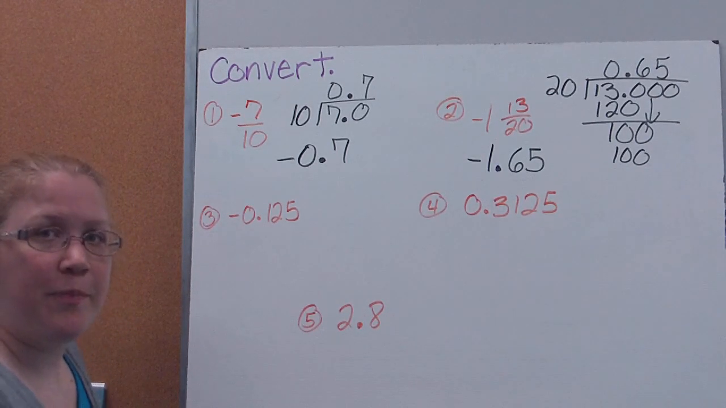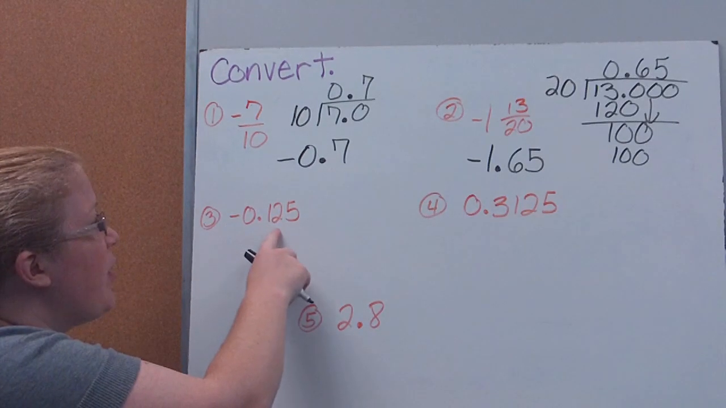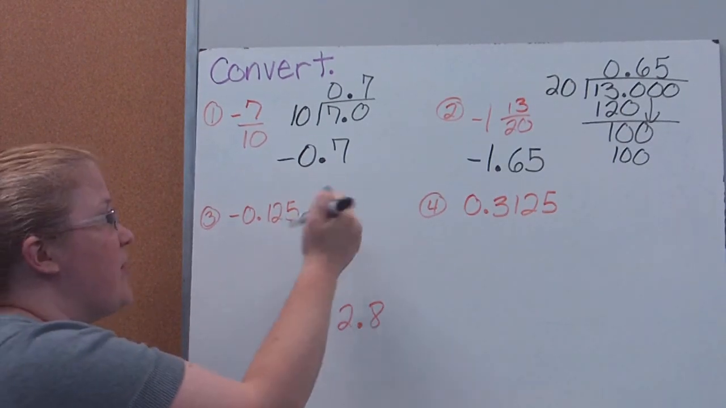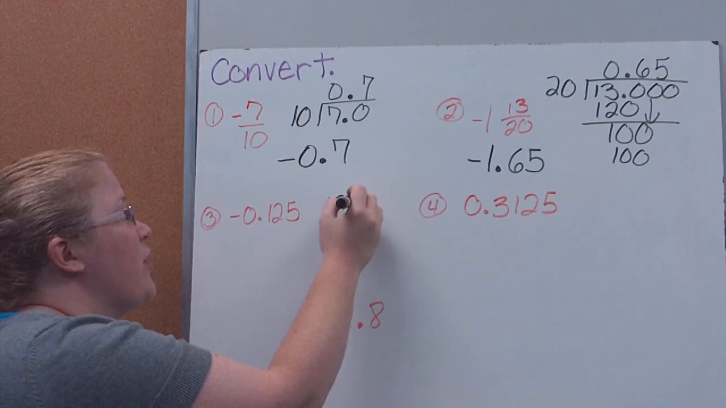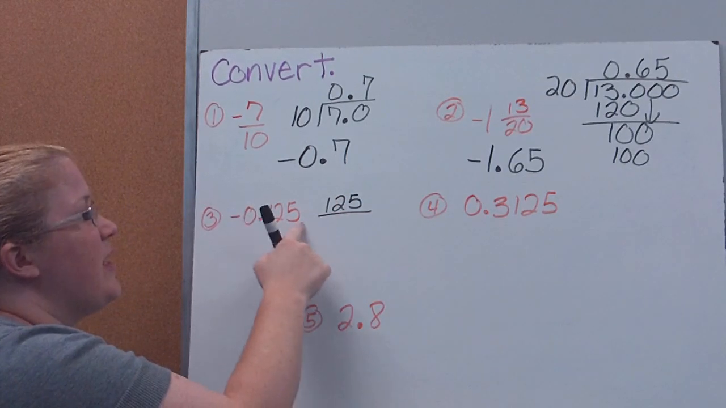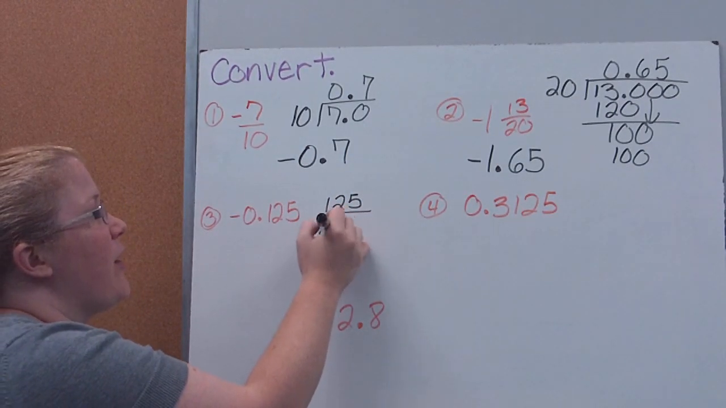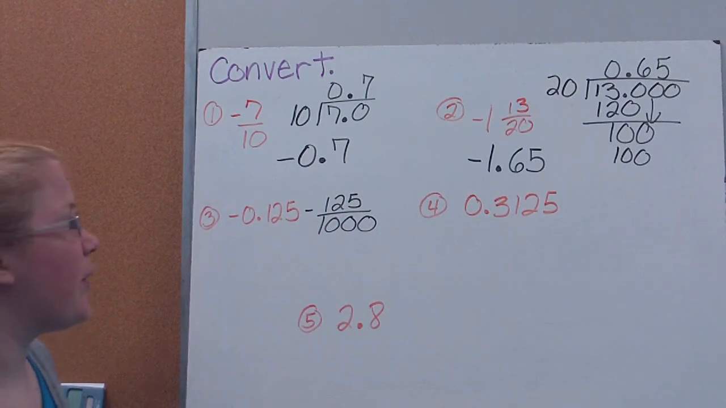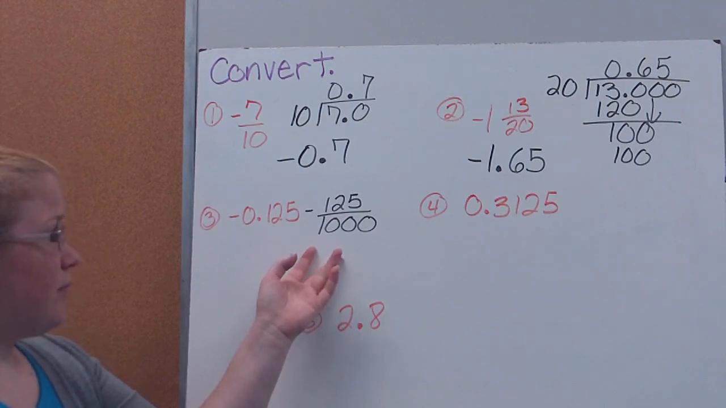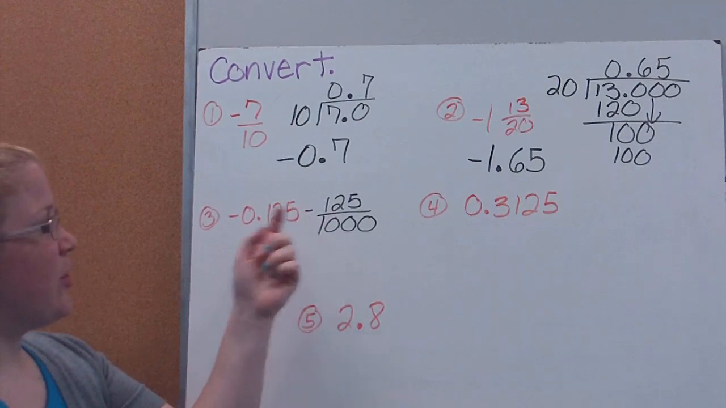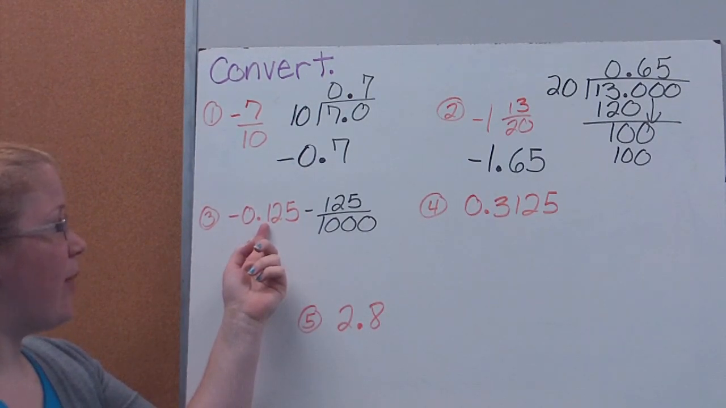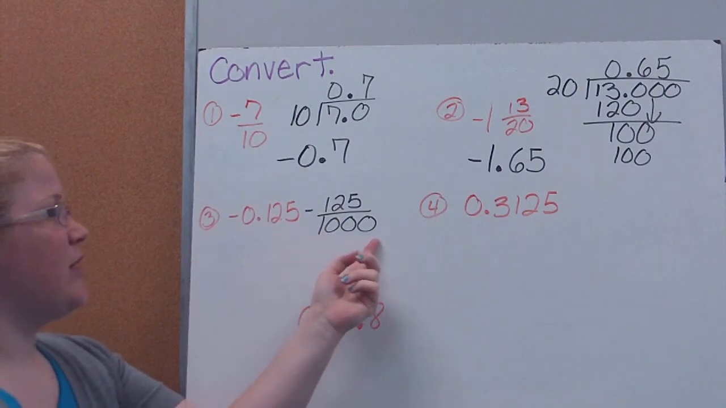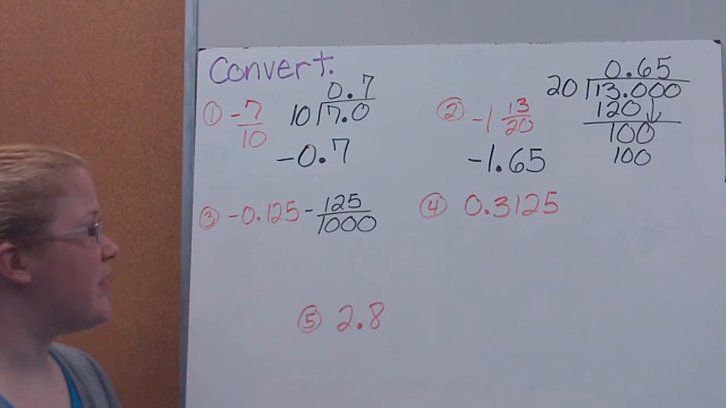So here, again, I read it. I have 125 thousandths. So what I hear is I have 125. These numbers go on top, and then I heard thousandths. So 1,000 goes on the bottom, and this is a negative number. So make sure you keep your negative there. The other thing we can do is count how many places we have. 1, 2, 3. So I should have 3 zeros, and I do.